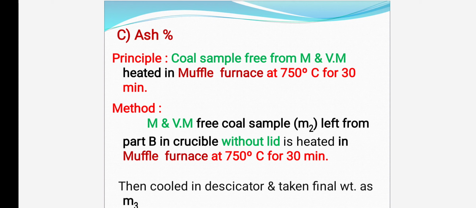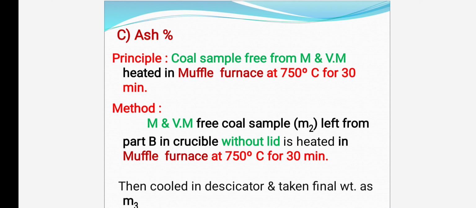Dear students, just do a comparison between moisture, volatile matter and ash. For moisture, we kept it in a hot air oven. For volatile matter we kept it in a muffle furnace, and for ash again in a muffle furnace. For moisture the temperature was 110 degrees Celsius, for volatile matter 925, and for ash 750 degrees Celsius. What about timing? Moisture 60 minutes, volatile matter 7 minutes, ash 30 minutes. Like this you can remember.